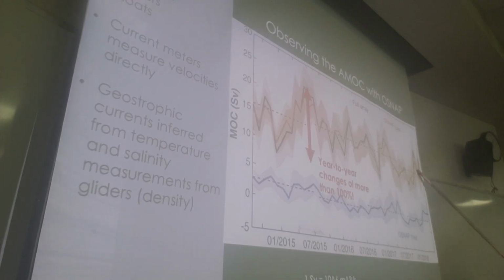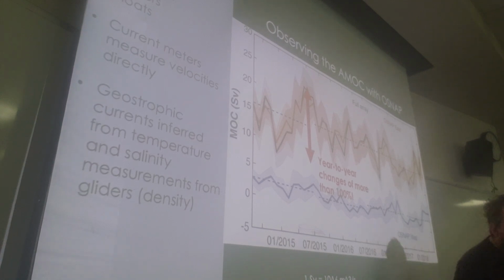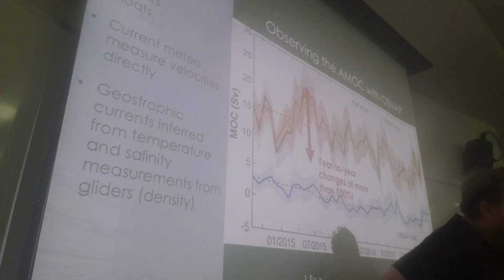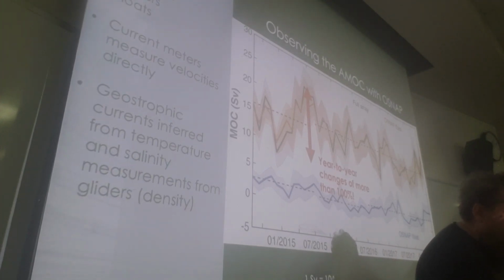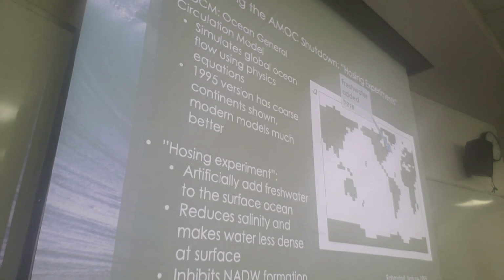In general, it has some average value, some average strength, but it fluctuates quite a bit. And this prompted people to think, if it's very erratic and changes a lot, could it undergo even more dramatic changes? And so people looked at this with climate models. This is an example of a very old climate model from 1995.